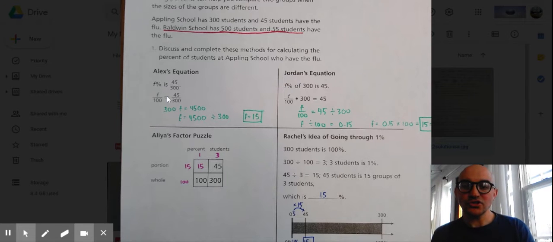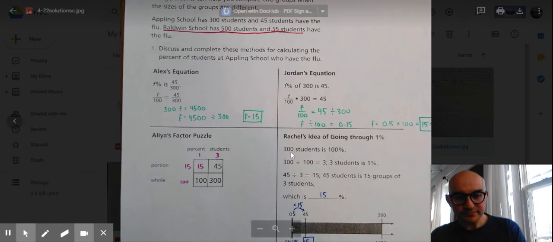Well, Alex chose this method. F percent is 45 over 300, and we went ahead and solved it, and we found that F equals 15. Okay, Jordan chose F over 100 times 300 equals 45. So F over 100 equals 45 divided by 300. Here we're just using inverse operations. Our goal is to get F by itself. And we work our way through each line, and we find that F equals 15.